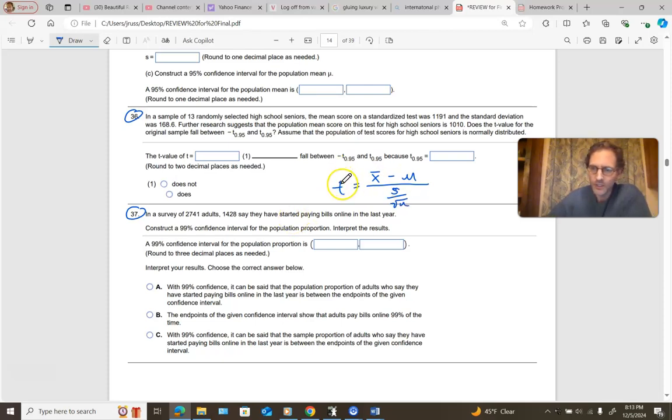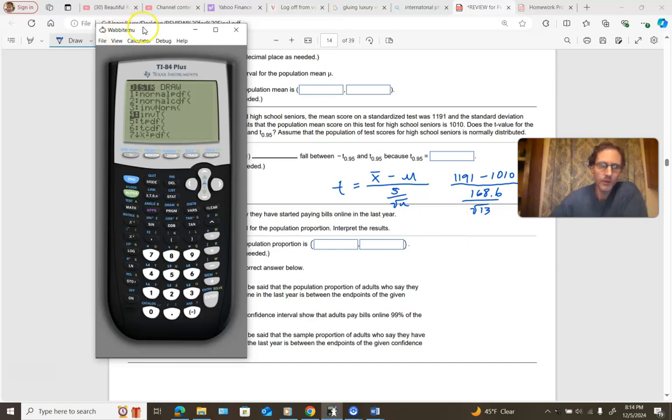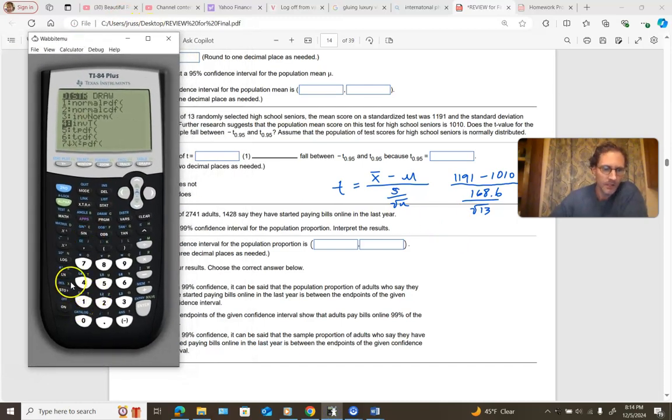Yeah, so you're going to get your t-value by using this. Remember, we don't know the population standard deviation, okay? So x bar is 1191 minus the actual mean of the population, 1010, and then this is over the sample standard deviation, which is 168.6, divided by the square root of 13, because that's the sample size. So first we're going to have to find this t-value.